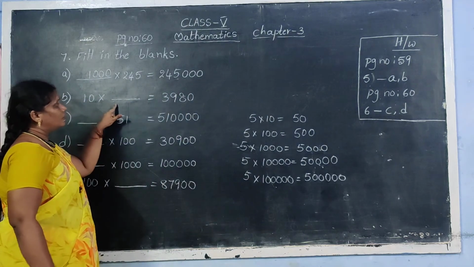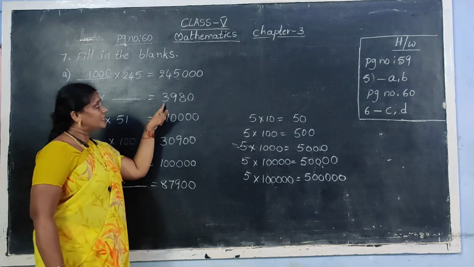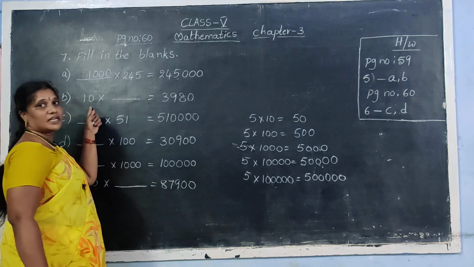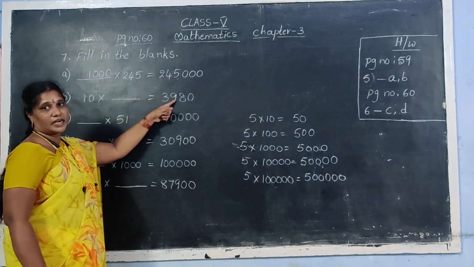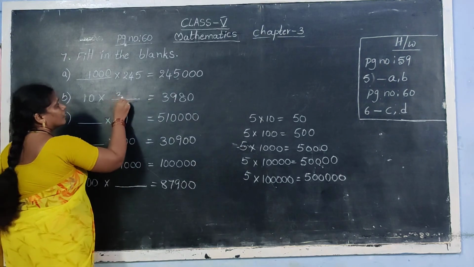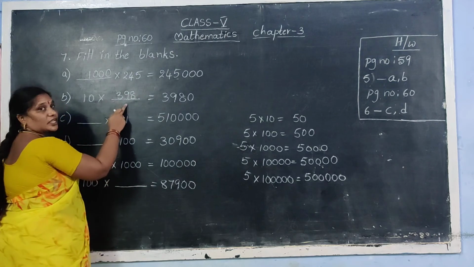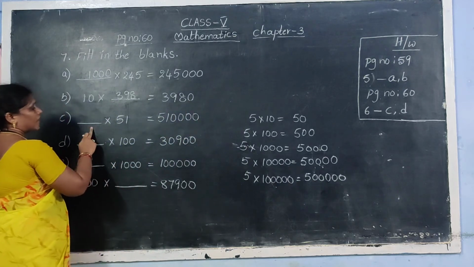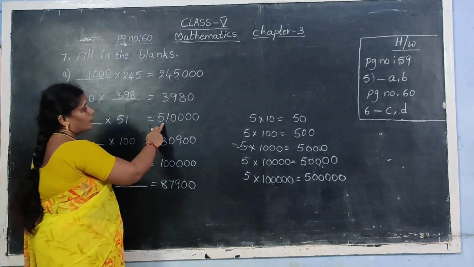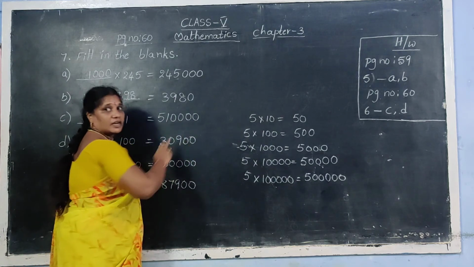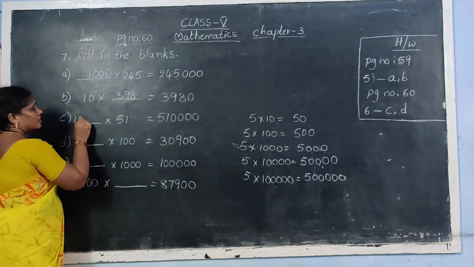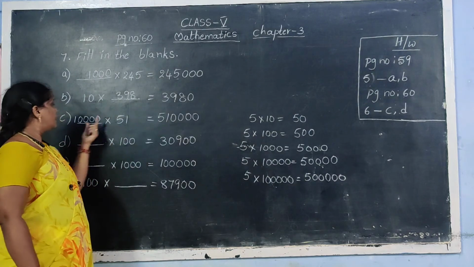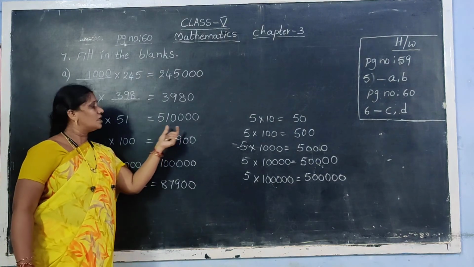Next, 10 into blank, 3,980. How many zeros in the answer? 1 zero. Which number here? 10 has 1 zero, so 10 into 398 is equal to 3,980. Next, blank into 51 is equal to 5,10,000. How many zeros are there here? 4 zeros. Means 10,000 into 51, then write 4 zeros in the answer, 5,10,000.